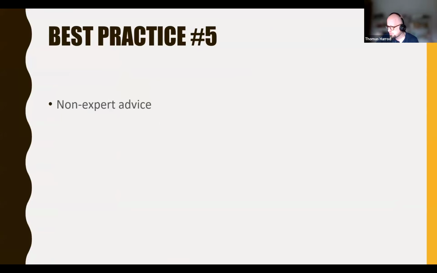The next best practice I want to talk about is what I call non-expert advice. What I mean by that is if you are working in a team of people on a particular project, there's a set of shared assumptions that you will have, and you will develop shared acronyms, shared language, shared knowledge. But you're not presenting your poster to those people. You're presenting to some wider audience.